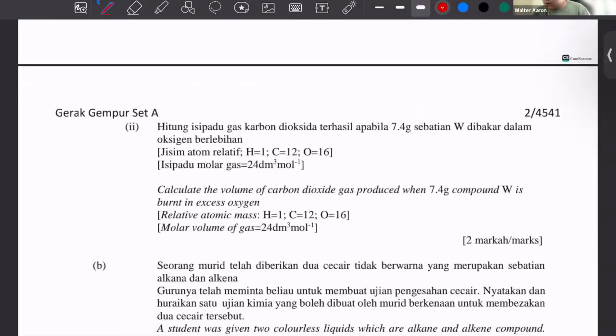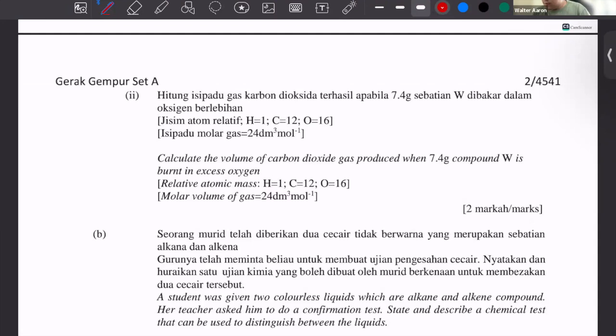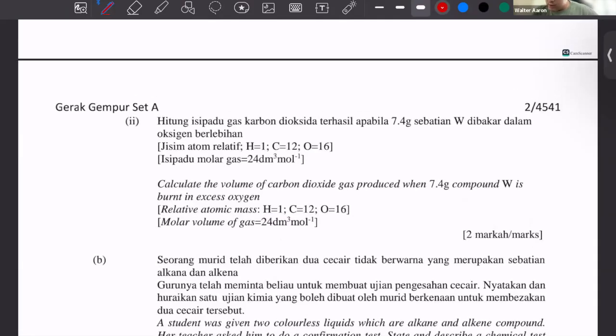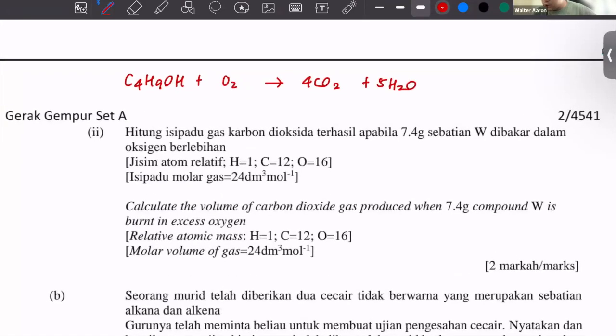Okay, number 2. Calculate the volume of carbon dioxide gas produced when 7.4 grams of butanol is burned in excess oxygen. So let's just take the equation. C4H9OH plus oxygen, you get 4CO2 plus 5H2O. So supposedly you will get a fraction.